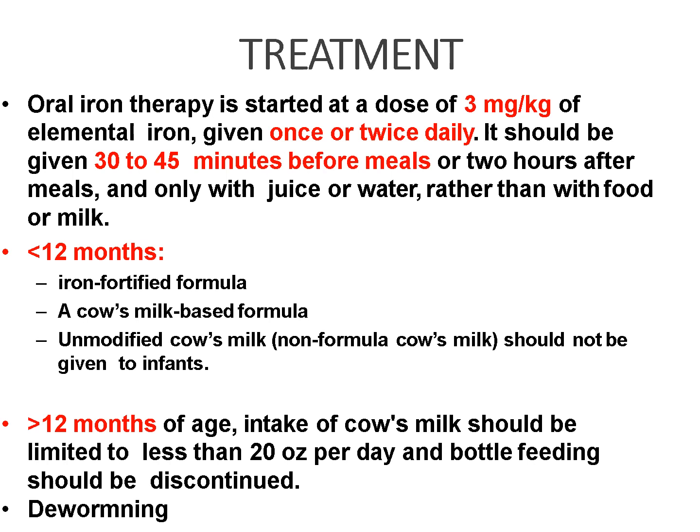If the age is less than 12 months, we can give iron fortified formula. Unmodified, non-formula cow's milk should not be given to infants. If the age is more than 12 months, then intake of cow's milk should be limited to less than 20 ounces per day and bottle feeding should be discontinued. Deworming.